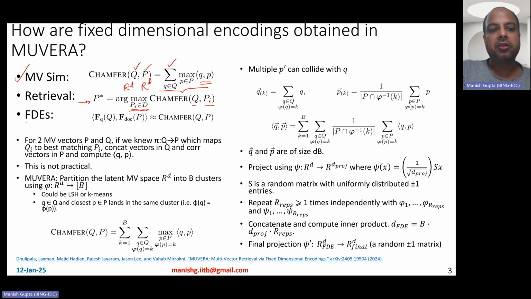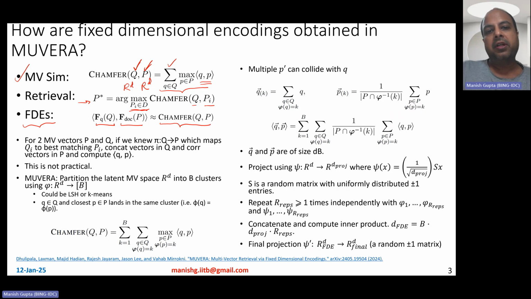Now, let's talk about what you want to achieve from Muvera. What Muvera wants to achieve is to take this set Q and map it to just one single vector, FQ of Q. Similarly, take this set of vectors P and map it to a single vector, F doc of P, such that if you compute the dot product similarity, you can approximate the Chamfer similarity between the set of vectors Q and the set of vectors P. Now, how do this FQ and F doc work is what we want to understand.